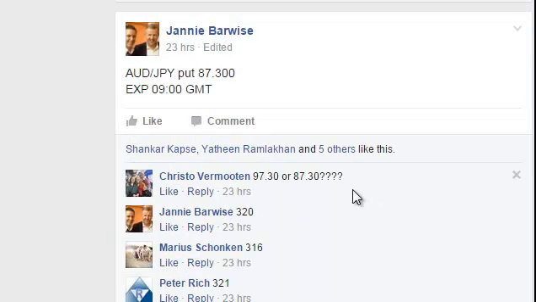Here's another one. Here's the Aussie dollar Japanese yen. I'm not going to bore you with too many signals. I just want to show you like 4 or 5 examples. Okay, so this is what I look at. Again, Aussie dollar Japanese yen, 87.3. This is a put. So this is like, I think it's going to go down.